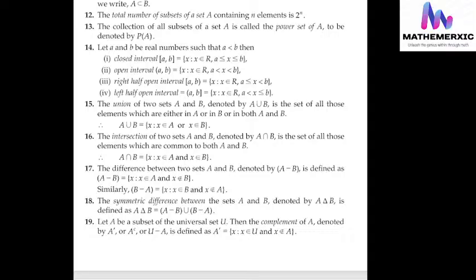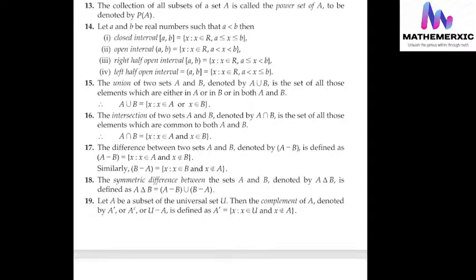Subtraction: A minus B means x does not belong to B, and B minus A means x does not belong to A. Symmetric difference: A symmetric B will be written as A minus B union B minus A.